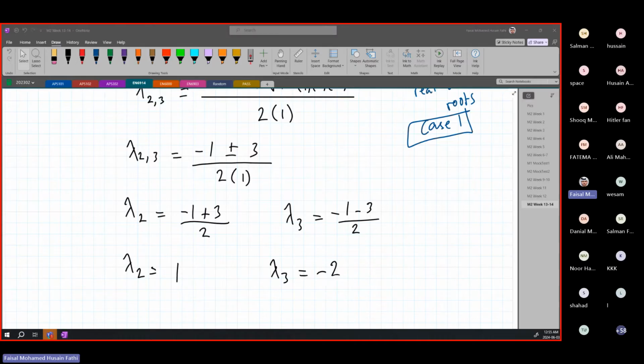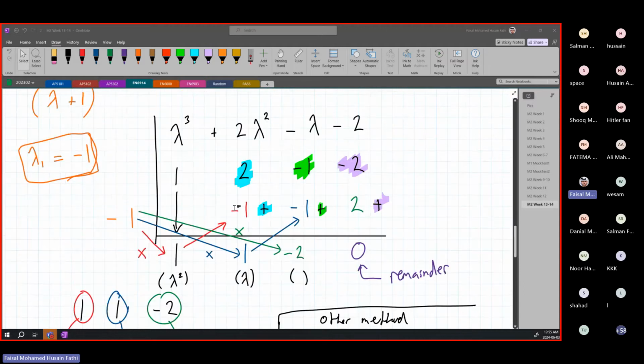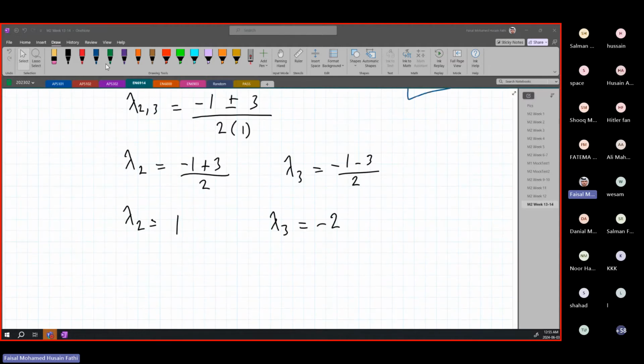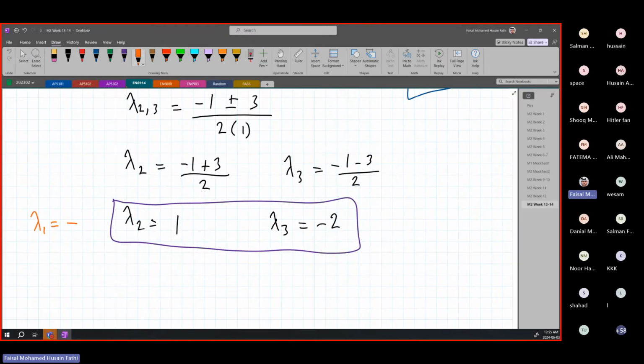Okay? So now we have broken down our entire equation, we have found basically all the possible roots. How do we know that we have found all the possible roots? So this was our last two roots, and lambda 1 from earlier, we have found it to be negative 1.